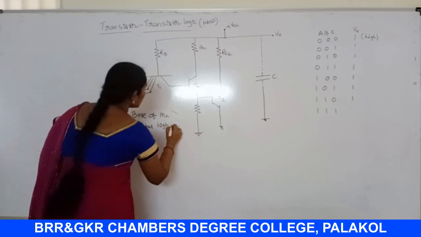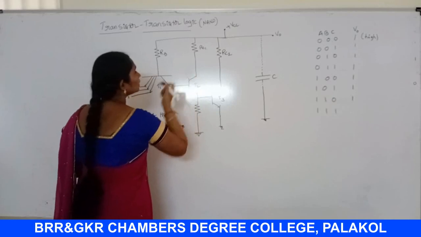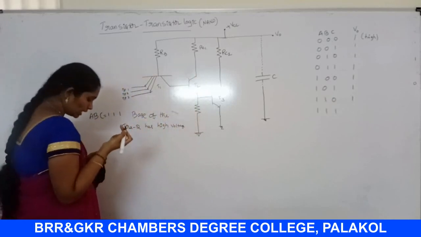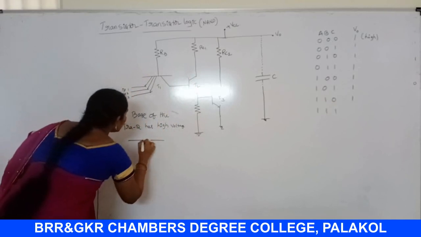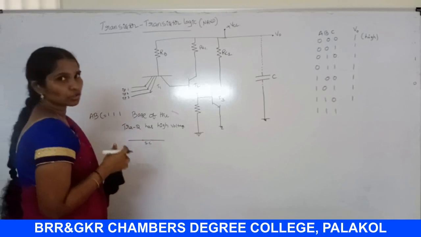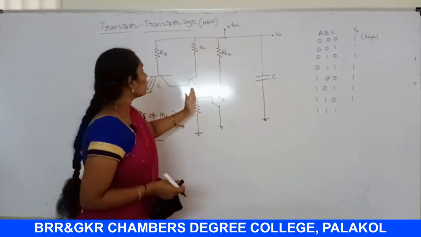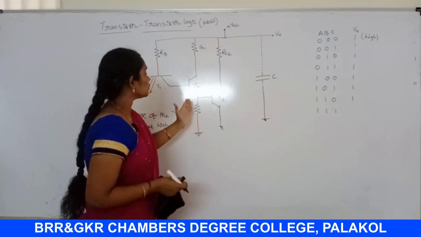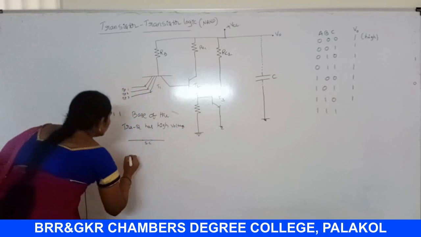Okay, so high voltage. That means here the transistor T2 is in the saturation region. The saturation region is nothing but the transistor being in short circuit. Short circuit means there is a path provided for the current to flow to the ground.